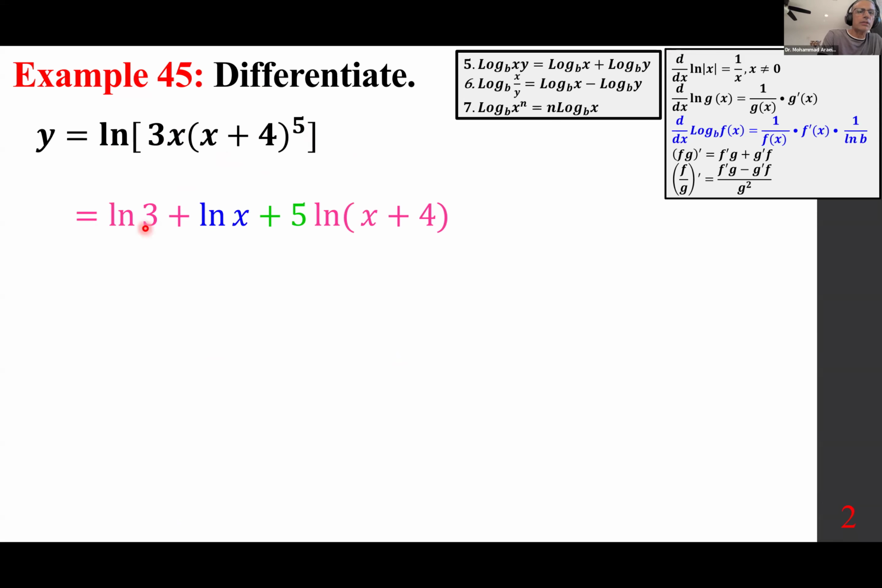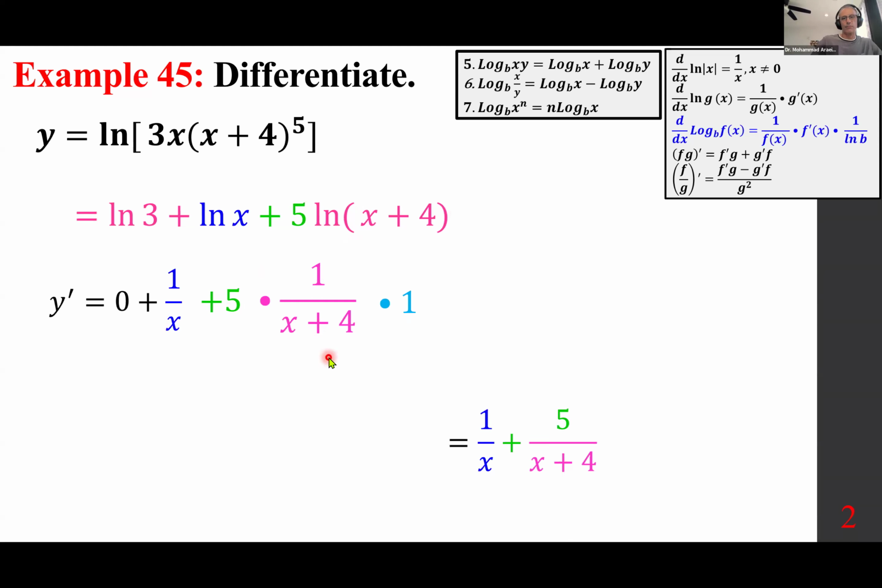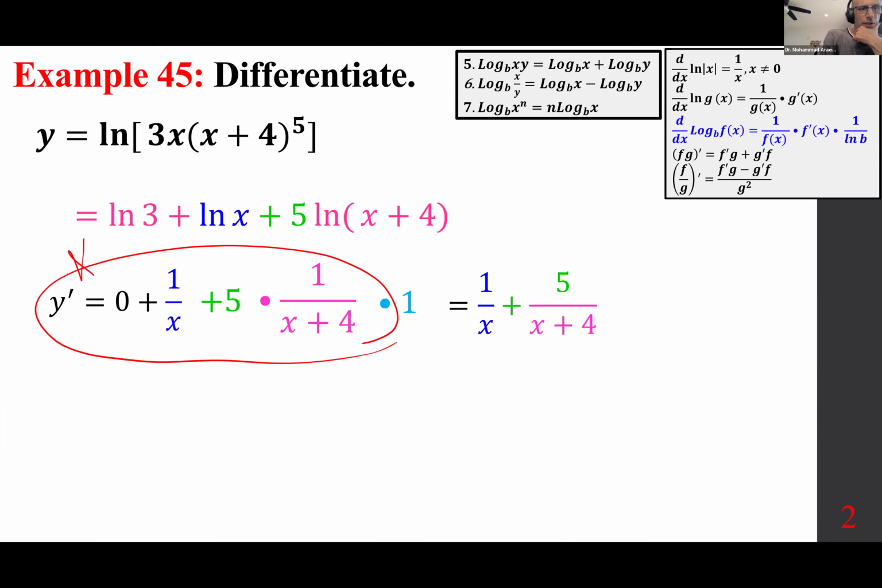And now ln 3 is a number. When I differentiate, I get 0. Ln x is 1 over x, reminding you that the derivative of ln x, just flip it over. And now this one plus 5, again, ln of g of x. Flip this over, 1 over x plus 4. And then times g prime by the chain rule, which is the derivative of the parentheses, happens to be 1. So what we are looking at is 1 over x plus 5 over x plus 4. And again, this is the only calculus step, everybody.